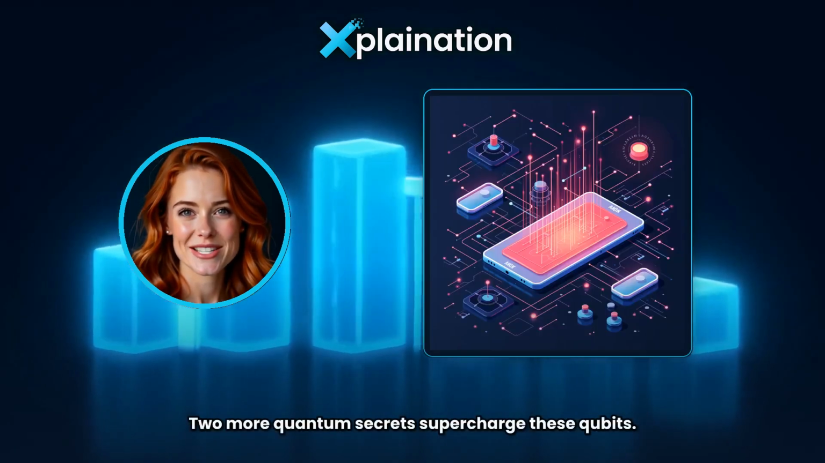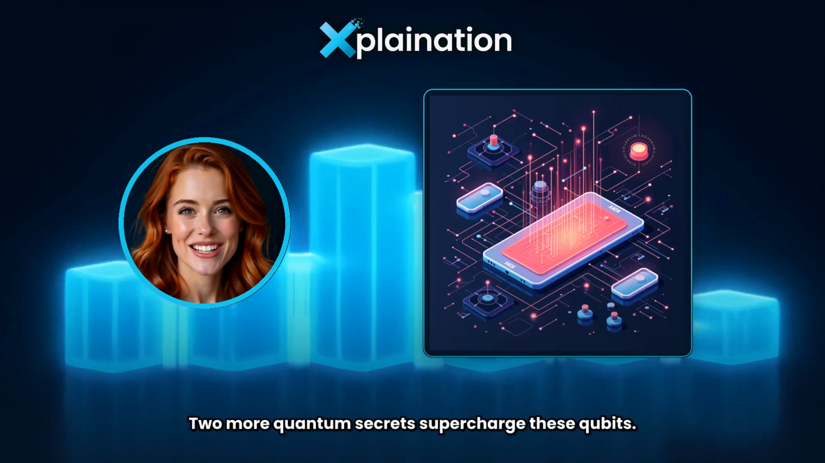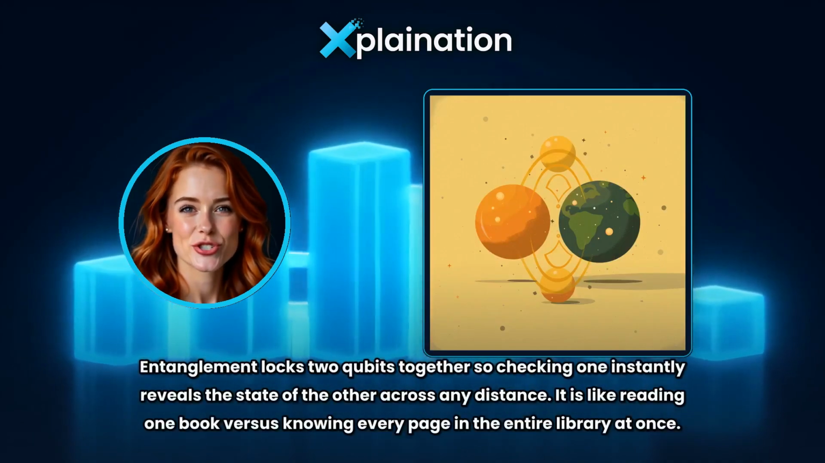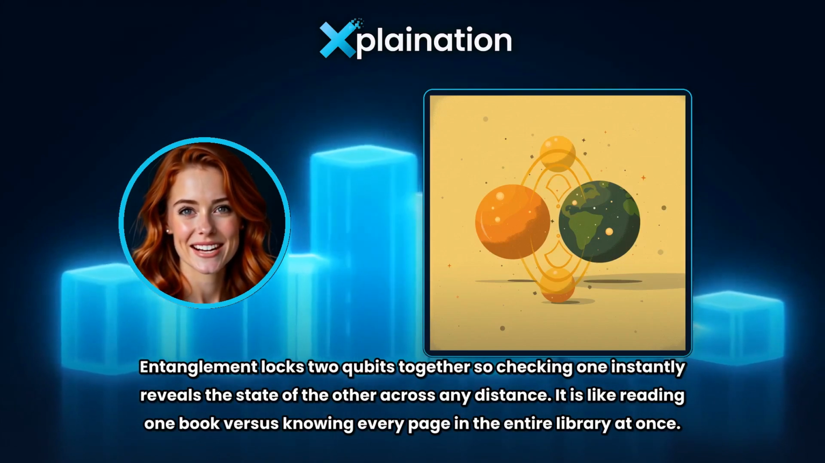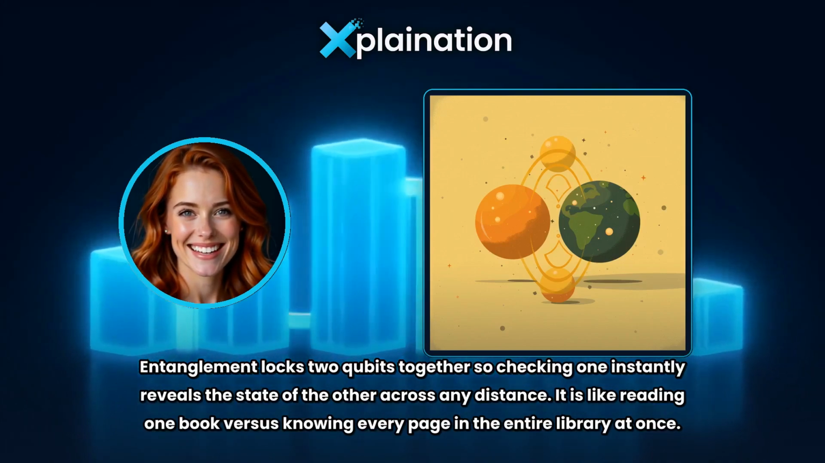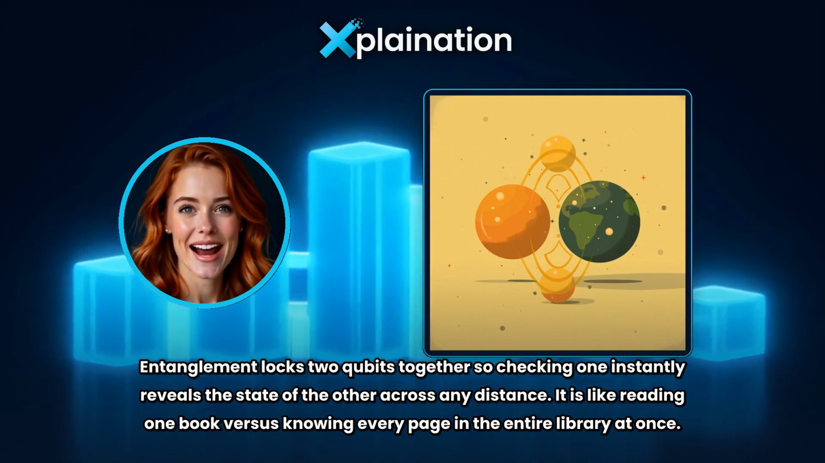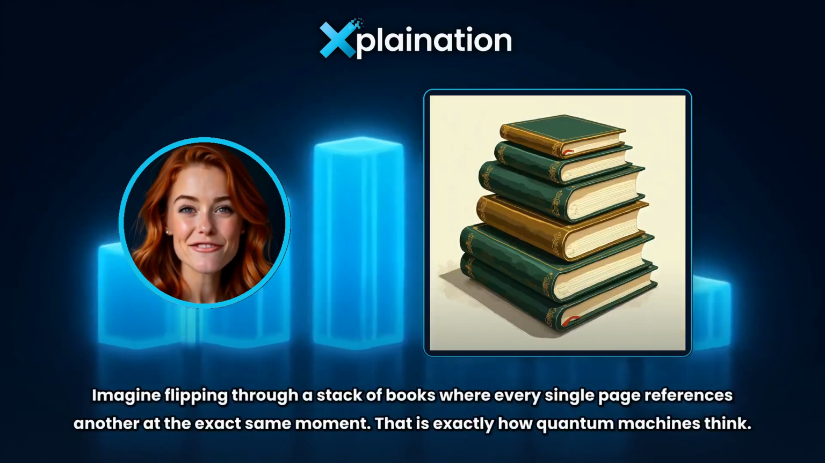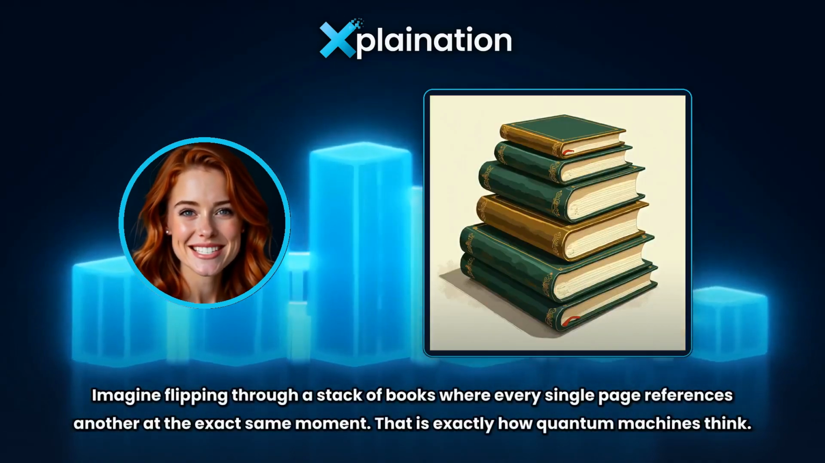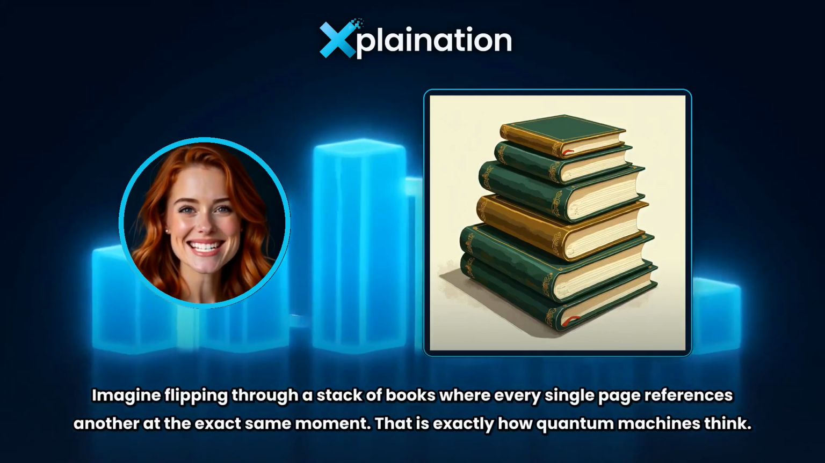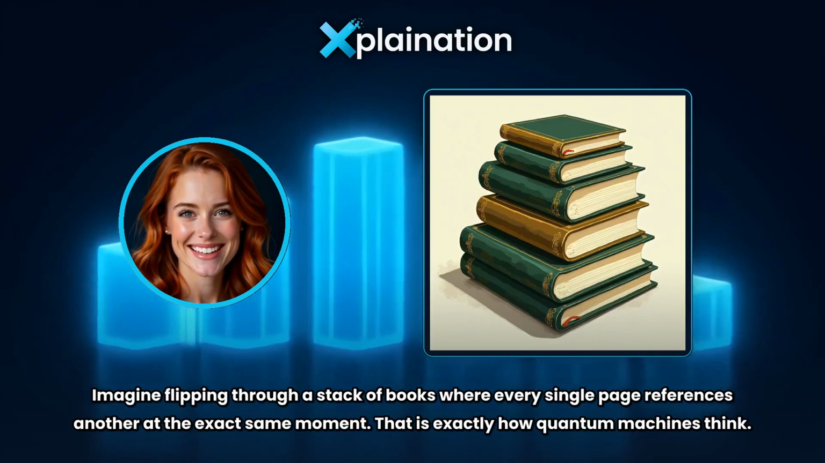2 more quantum secrets supercharge these qubits. Entanglement locks 2 qubits together, so checking one instantly reveals the state of the other across any distance. It is like reading one book versus knowing every page in the entire library at once. Imagine flipping through a stack of books where every single page references another at the exact same moment. That is exactly how quantum machines think.